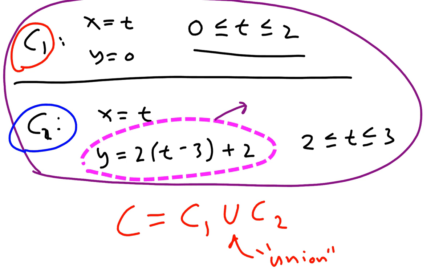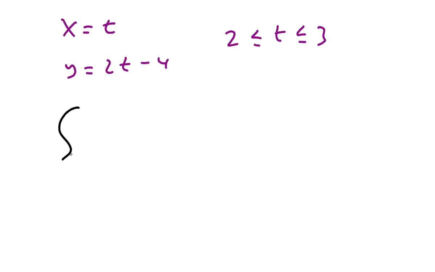So if I simplify that, I get y equals 2t minus 6 plus 2, or y equals 2t minus 4. So that is the equation of that line in a simpler form. All right, so let's go look at this. X is equal to t, y is equal to 2t minus 4, 2 is less than or equal to t is less than or equal to 3. And we're integrating the integral of xy dx plus x minus y dy.